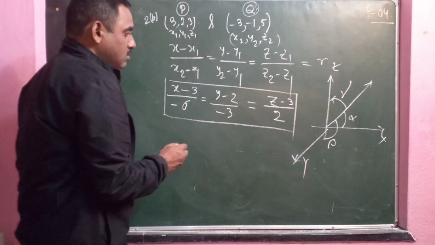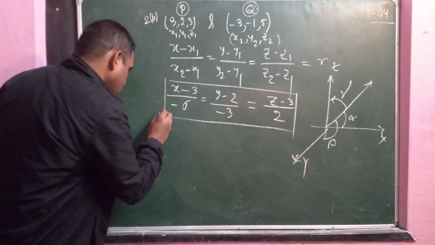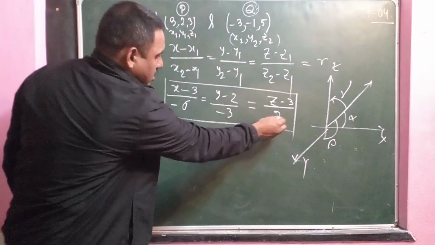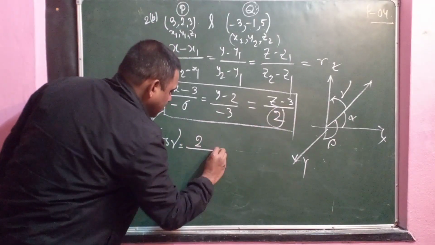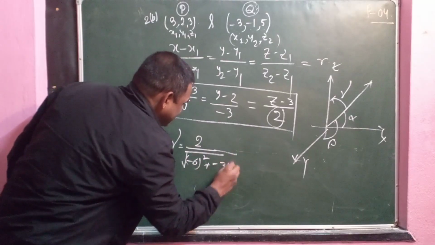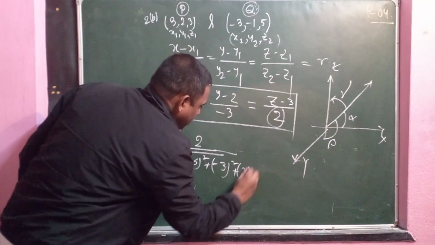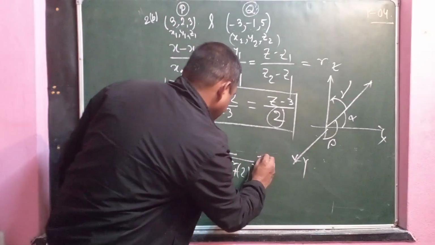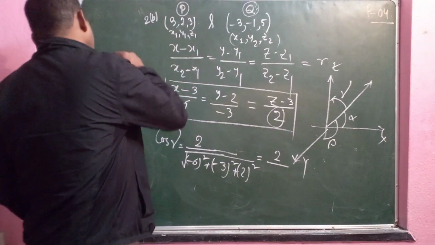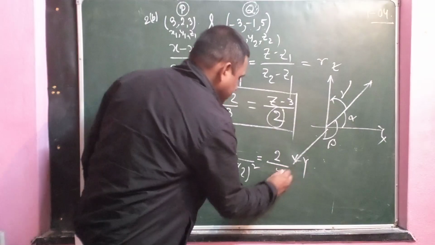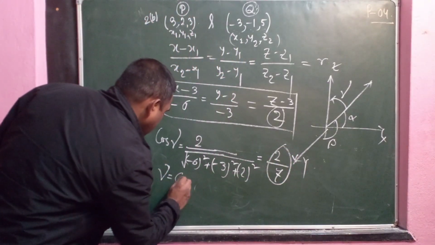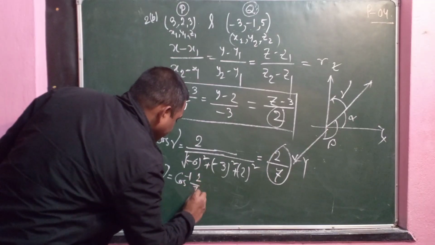So that means cos gamma will be the direction ratio divided by root over (-6)² + (-3)² + 2². We have done this before, I think. 2 divided by 36 plus 9, 36 plus 45, 49, so 7. So gamma will be cos inverse 2 by 7.